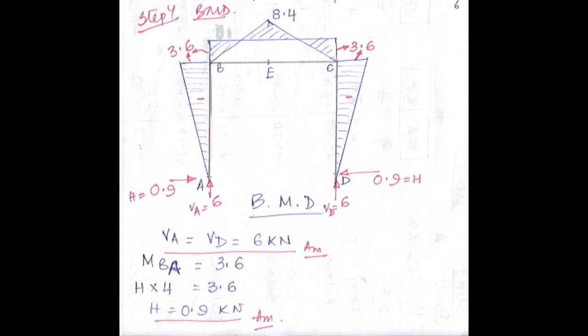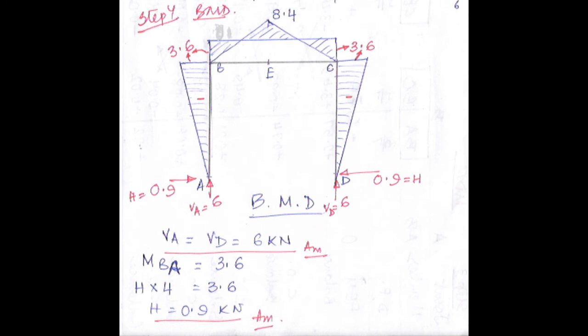Now let us just end the problem. What will be the support reaction? Support reactions VA and VD will be 6 kilonewton. It is very simple. Why? Because the total load was 12 kilonewton acting at the midpoint. It is a symmetrical loading. So both supports will share the load equally, 6 kilonewton, 6 kilonewton. So that is the first answer.